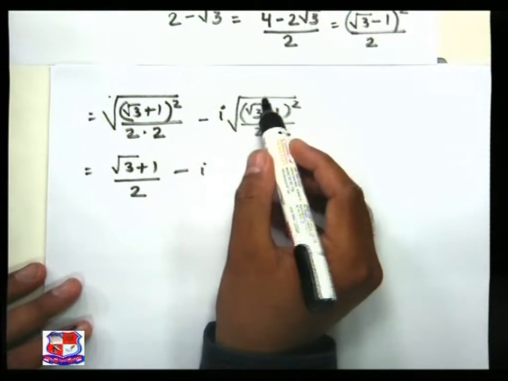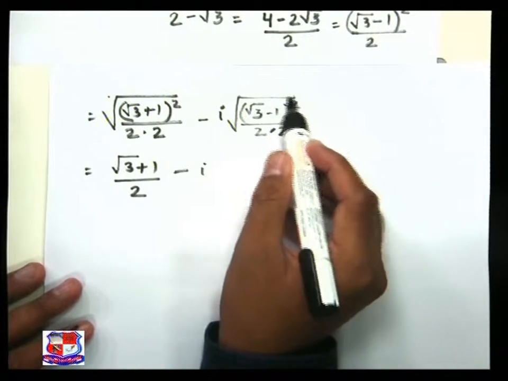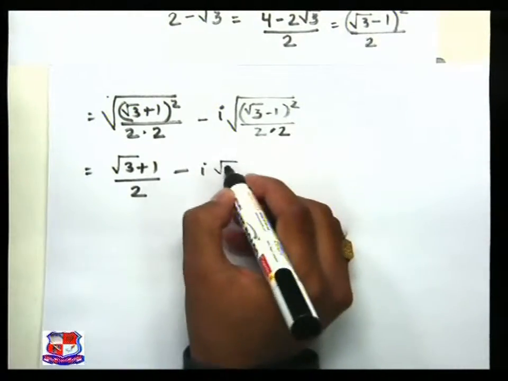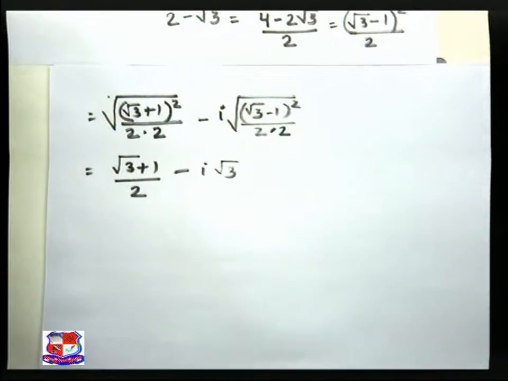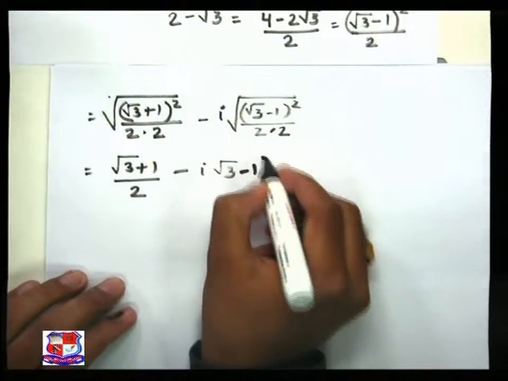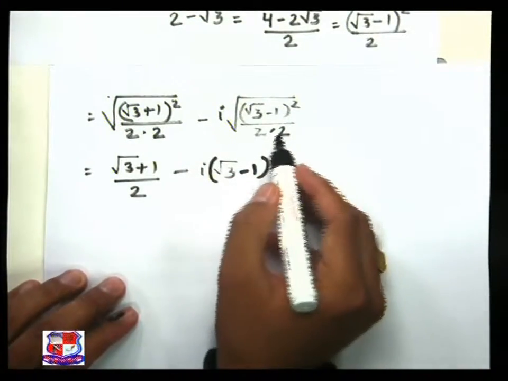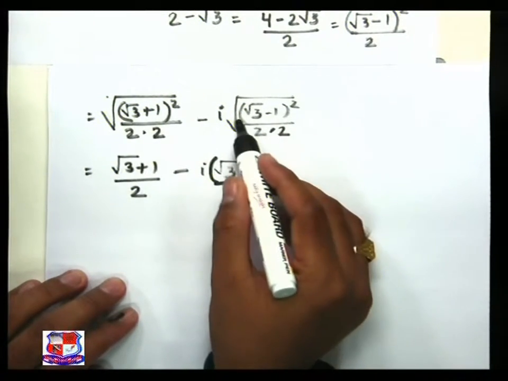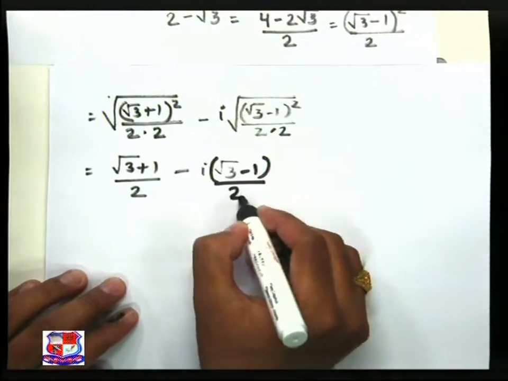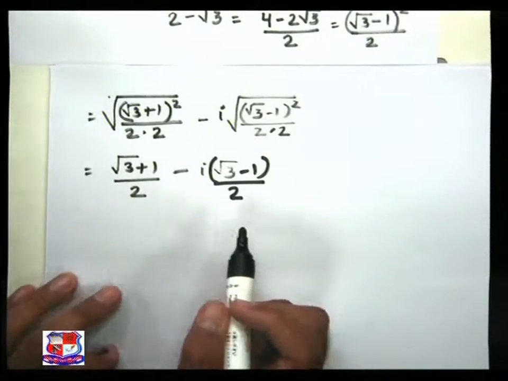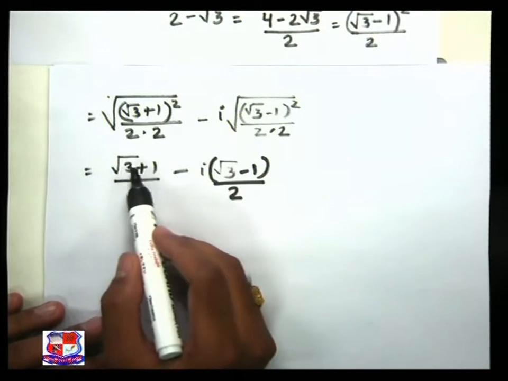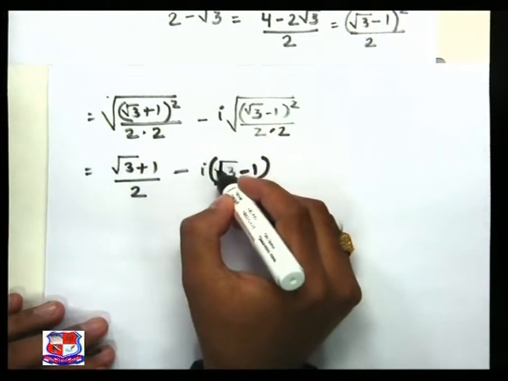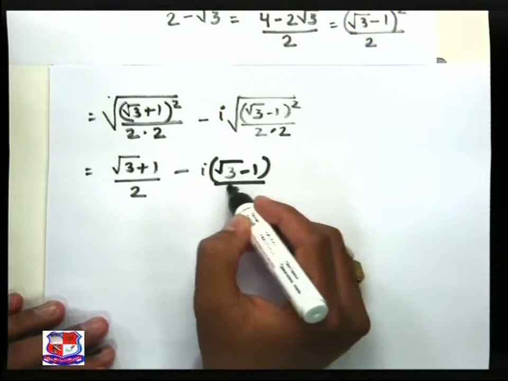here again the same rule: under root and square both cancel out, and the remaining term is under root of 3 minus 1, divided by 2 into 2, that is 4, and under root of 4 becomes 2. So our final answer is under root 3 plus 1 divided by 2 minus I times under root of 3 minus 1 divided by 2.